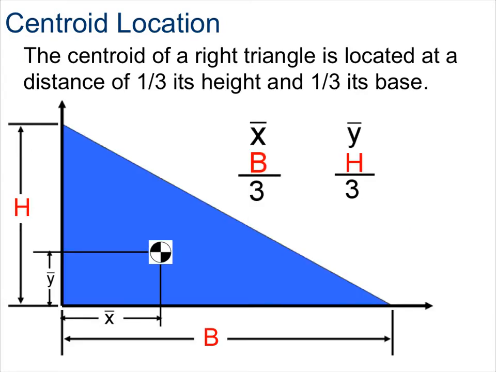The centroid's location of a right triangle is located at a distance of a third of its base and a third of its height. Again, we'll use X bar and Y bar to represent the horizontal and vertical distances for that centroid, respectively. Again, X bar will be base over 3, Y bar will be height over 3.